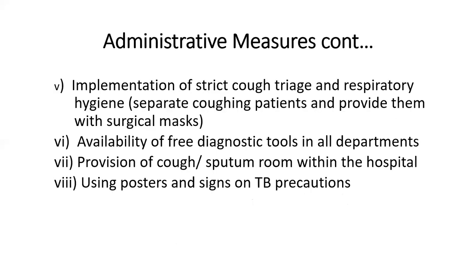Also in administrative measures, we have implemented strict cough triage and respiratory hygiene, and we have separated coughing patients and provided them with surgical masks. For example, in our TB desk, this is what happens. All patients are strictly on surgical masks. There is availability of free diagnostic tools in nearly all departments, like the outpatient, the TB desk, the clinics, in order to identify a TB case. Also, we have provision of a cough and sputum room within the hospital, and there are posters and signs of TB precaution, which are provided by the administrative team.